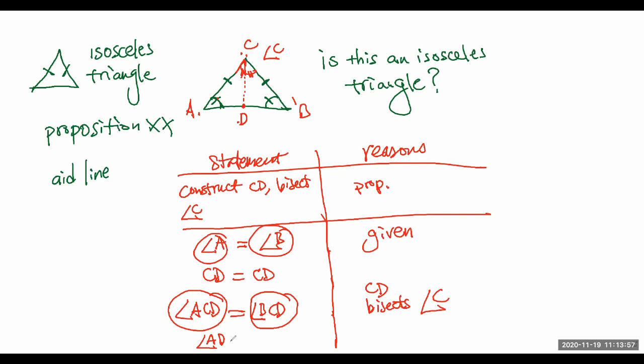ADC is congruent to BDC. So why is that the case? We know angle A, this one here, is congruent to angle B. And we know ACD, this angle, is congruent to BCD, this angle. And we said that these angles have to be congruent, and they also have to be right angles.